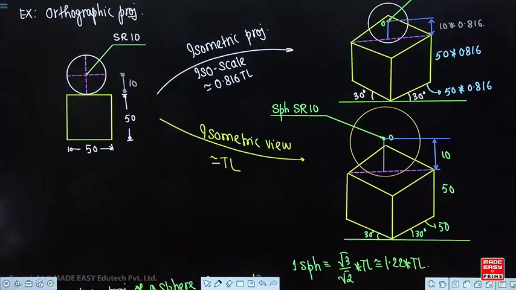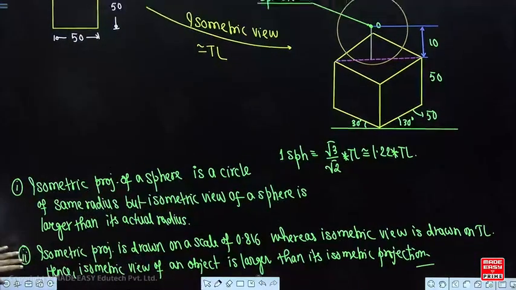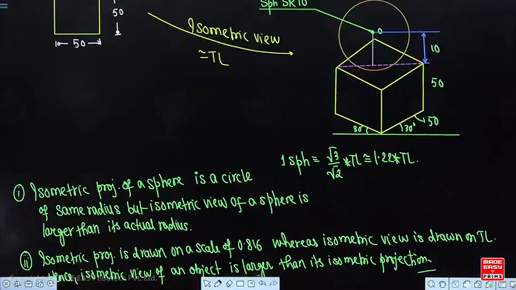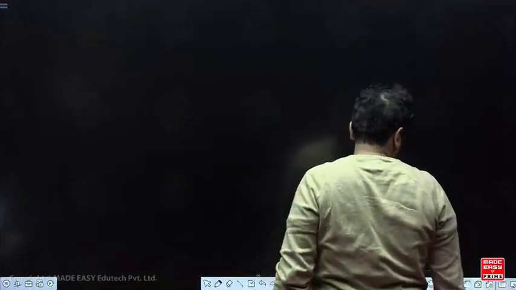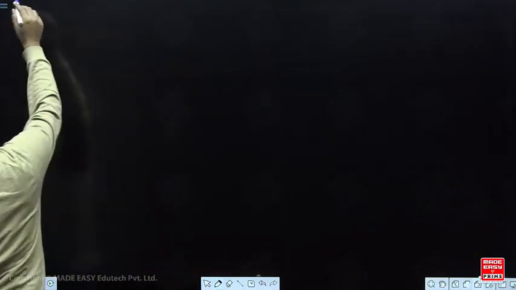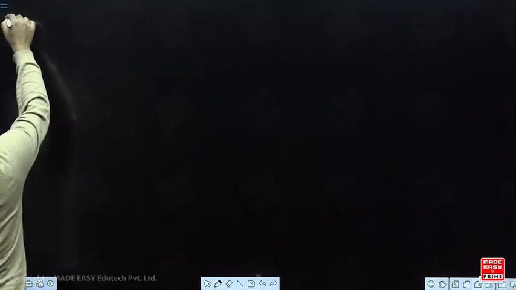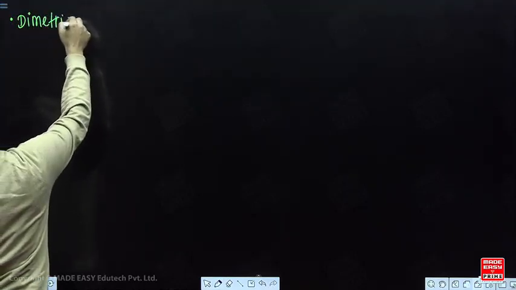Done everyone? Chalo, next. So isometry is completed. Next we have diametric and trimetric projection.